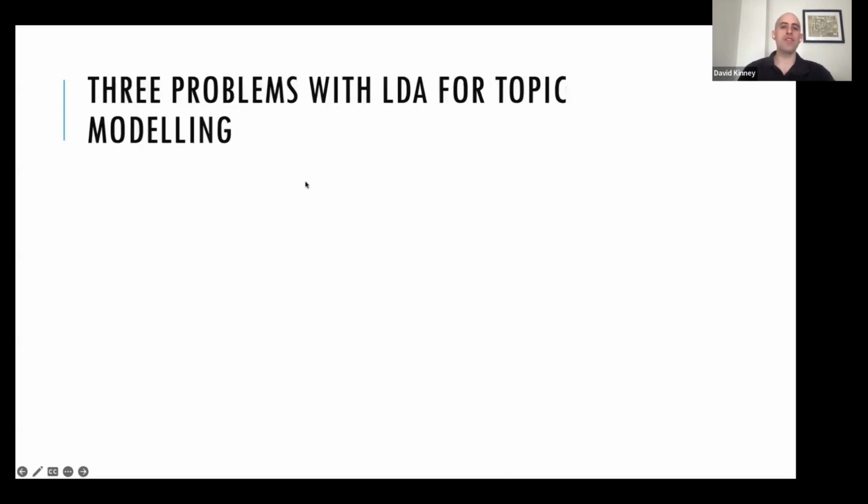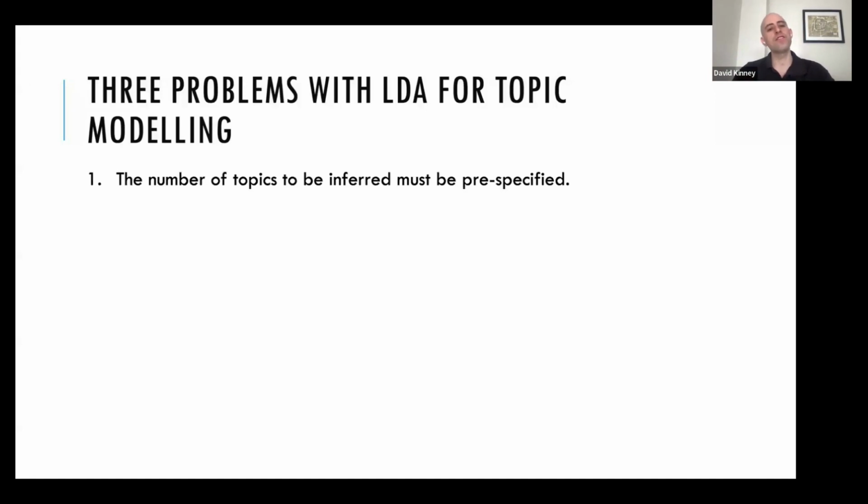But there are 3 problems with using latent Dirichlet allocation for topic modeling. I'm going to address each of these in turn and talk about how stochastic block models solve each of these problems. Well, the first is the number of topics to infer must be pre-specified, right? A parameter of an LDA topic model is, okay, I want to learn this many topics, usually called K, right? I want to learn 20 topics, or 100 topics, or 5 topics, etc. This has to be inputted by the user.